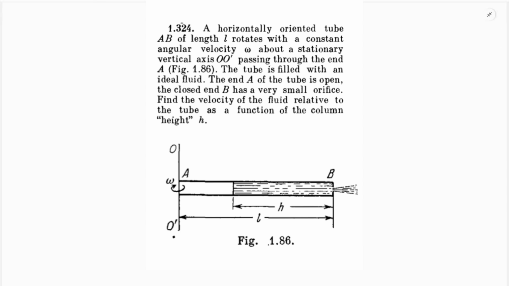So this is the 8th problem in this series, and this is problem number 1.324. The problem states: a horizontally oriented tube AB of length L rotates with a constant angular velocity omega about a stationary vertical axis OO' passing through the end A. The tube is filled with an ideal fluid. The end A of the tube is open. The closed end B has a very small orifice. Find the velocity of the fluid relative to the tube as a function of the column height h.